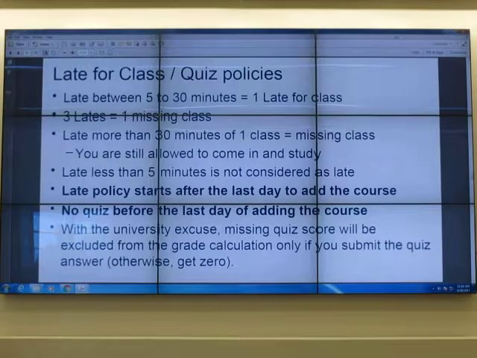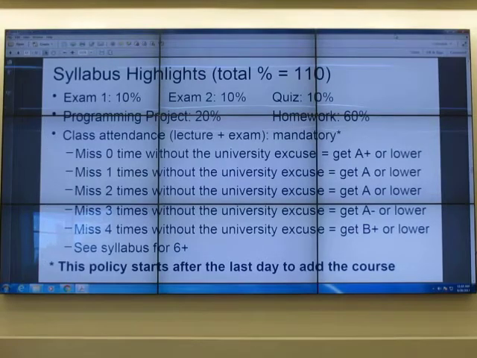And then the class missing policy, we don't start it yet. We start after the last day to add the course. So this is to encourage people to add the course, okay?